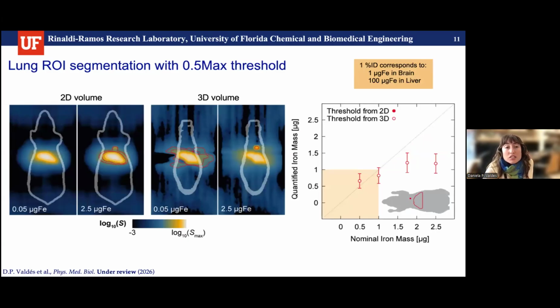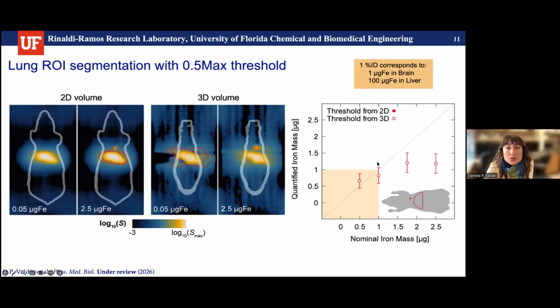What happens with the lung? This is a very challenging case. We can quantify only 4 of the test masses, and we have this spurious signal connecting to the lung region, and sometimes we cannot even distinguish the lung signal, for example, in 2D in the smallest depth mass.